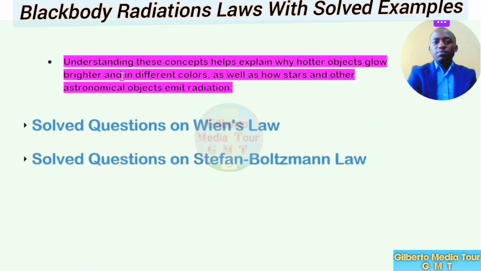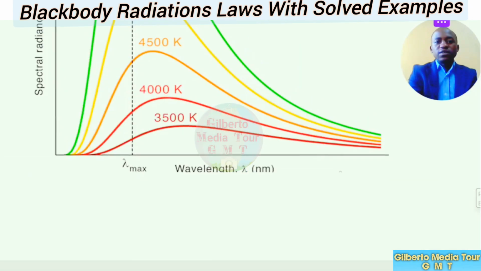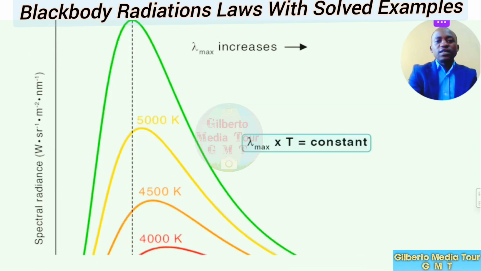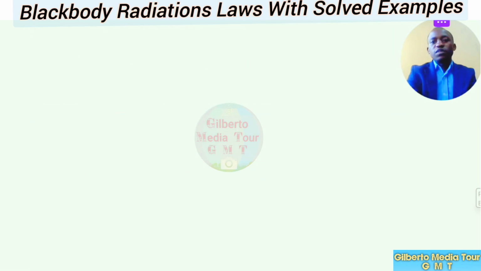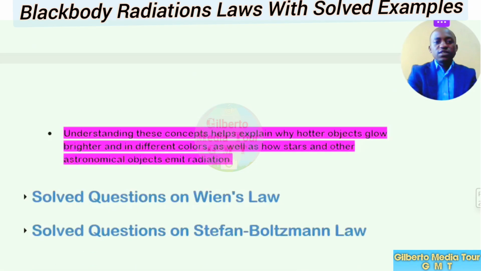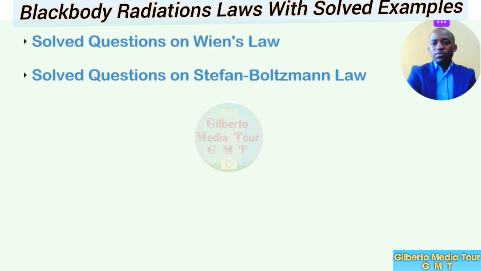This concept will help us to explain why hotter objects glow brighter and in different colors, as well as hot stars and other astronomical objects. Also, this curve will show different colors, because the wavelength will determine the color of the body. So let's try to solve the questions related to this black body radiation.